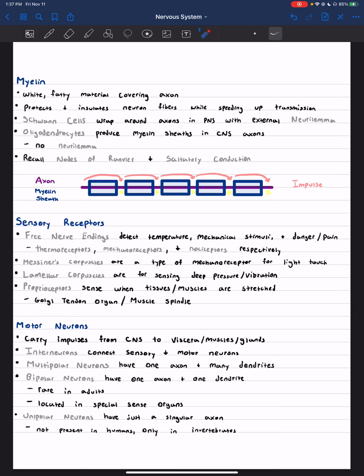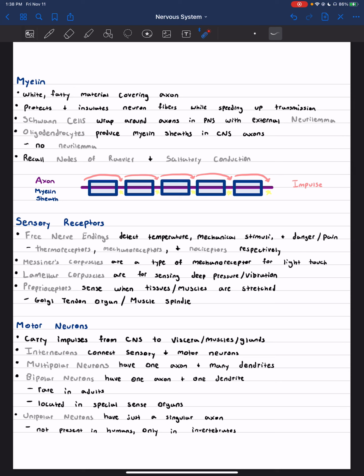Finally, we've got our motor neurons, which are responsible for carrying impulses from the central nervous system to the viscera, muscles, and glands. There are three primary types of neurons. We've got multipolar neurons, bipolar neurons, and unipolar neurons. So multipolar neurons have one axon and many dendrites. Bipolar neurons have one axon and one dendrite. These are very rare in adults. We do have them still. One of the most common areas is our eye, but it's primarily located in our special sense organs.